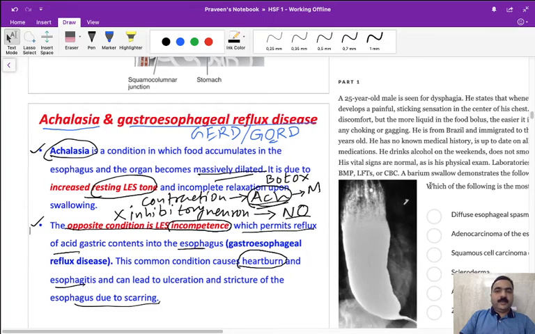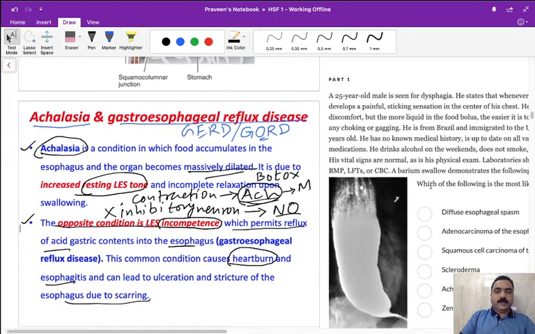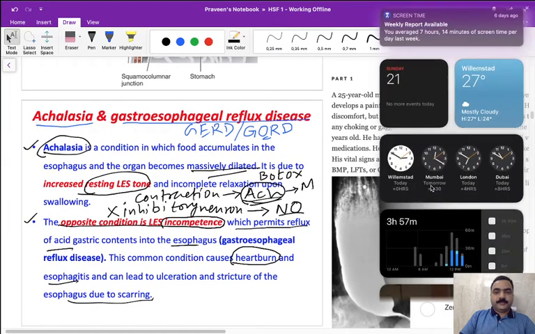Now let us see one important question just as an example over here.